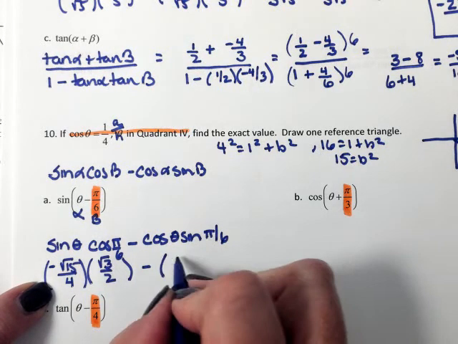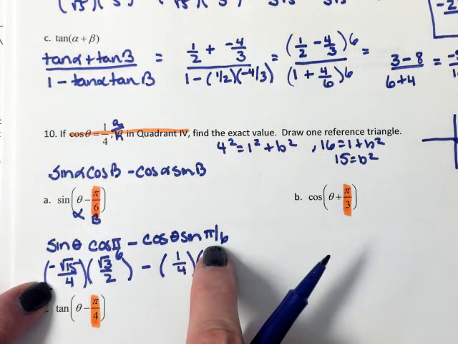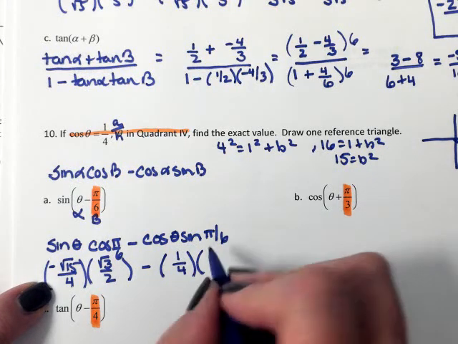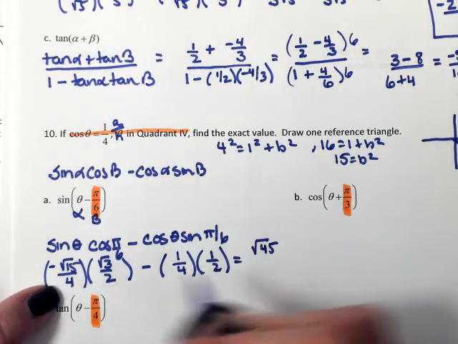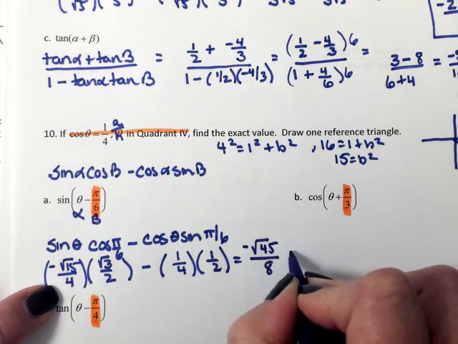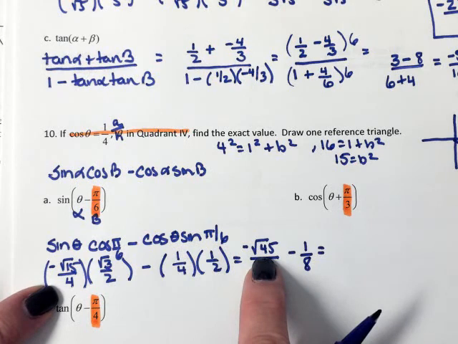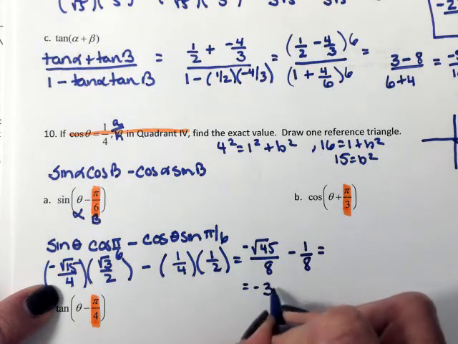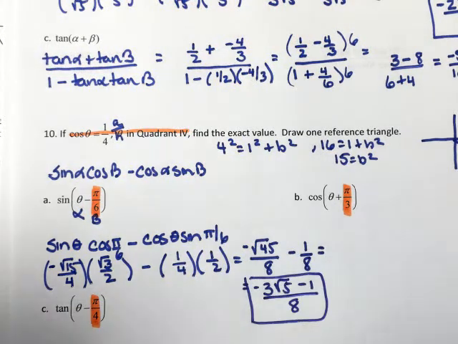Minus cosine theta. That is, remember, my adjacent over hypotenuse, which is 1/4, times the sine of pi over 6. Remember, pi over 6 is in quadrant 1. Sine is your y-coordinate, so that's going to be 1/2. So I end up with square root of 45. When I multiply these two fractions together, negative square root 45 over 8 minus 1/8. I can simplify this radical because I have 9 times 5, or 3 times 3 times 5. So this simplifies to negative 3 square root 5 minus 1, all over 8. So this is mixing and matching when you have both the reference triangle and the unit circle angle.